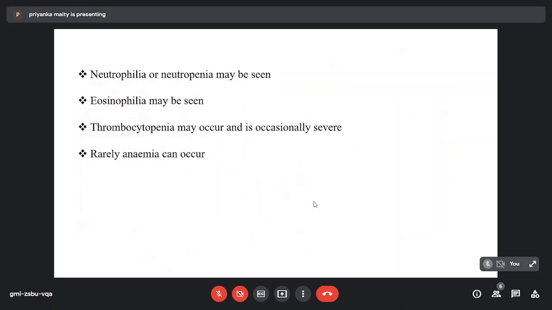Peripheral blood may show neutrophilia or neutropenia. Eosinophilia may be seen. Thrombocytopenia may occur and is occasionally severe. Rarely anemia can occur.